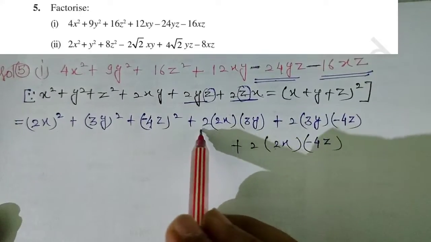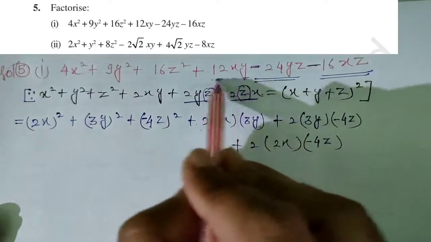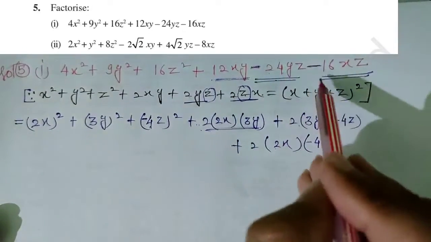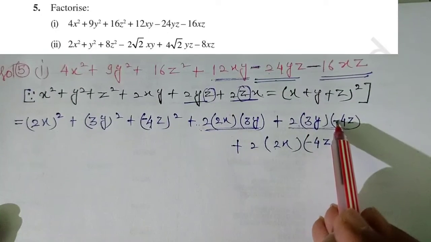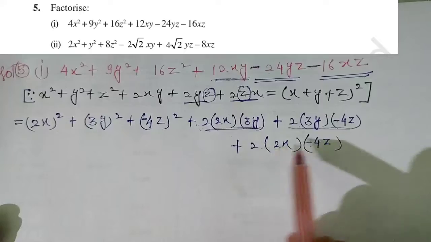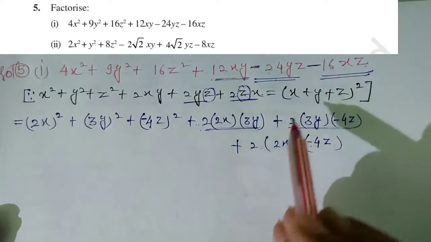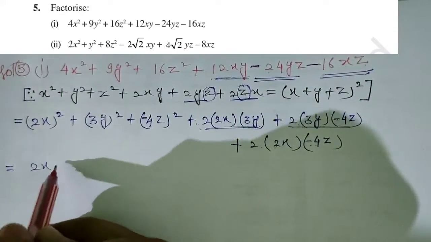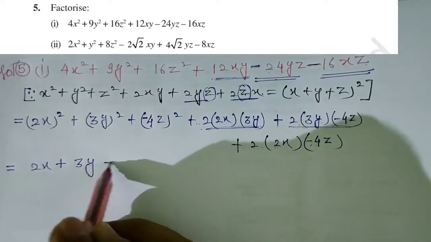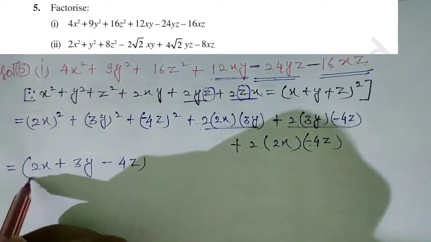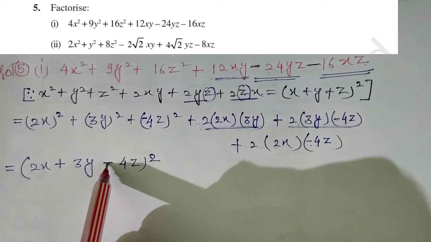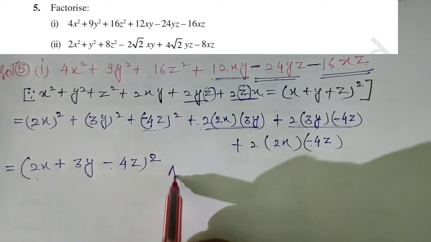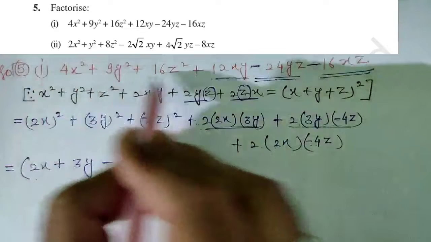Now you can check once again. If you multiply all these numbers, you will get 12xy, 3 times 2 is 6, 6 times 2 is 12, and here you will get minus 24yz because of this negative sign. Similarly, because of this negative sign, you will again get minus 16xz. So just using this formula, we can say 2x plus 3y minus 4z whole square, minus 4z because of this negative sign. So this is the answer. This is the factorization of this whole question.